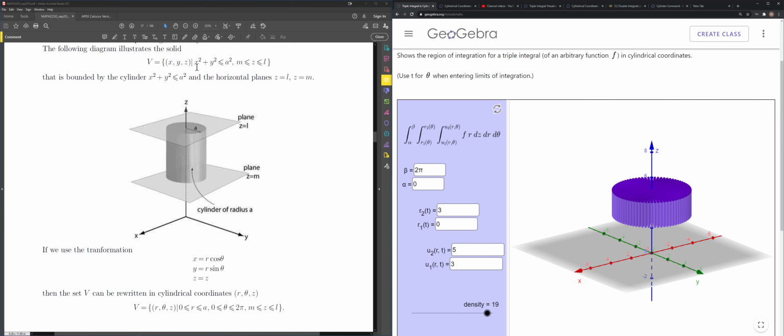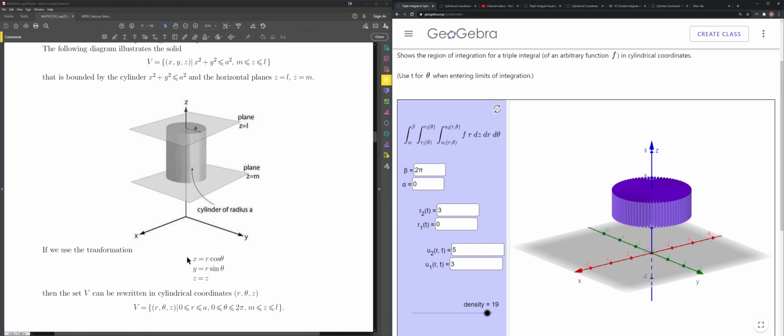We talked about this cylindrical solid over here, x squared plus y squared less than or equal to a squared. That is an infinite solid cylinder of radius a. And the z between m and l means you take two horizontal planes, z equal to m and z equal to l, and cut the infinite solid cylinder, taking the piece that lies between the planes z equal to m and z equal to l. So this is your cylindrical solid expressed in x, y, z coordinates.